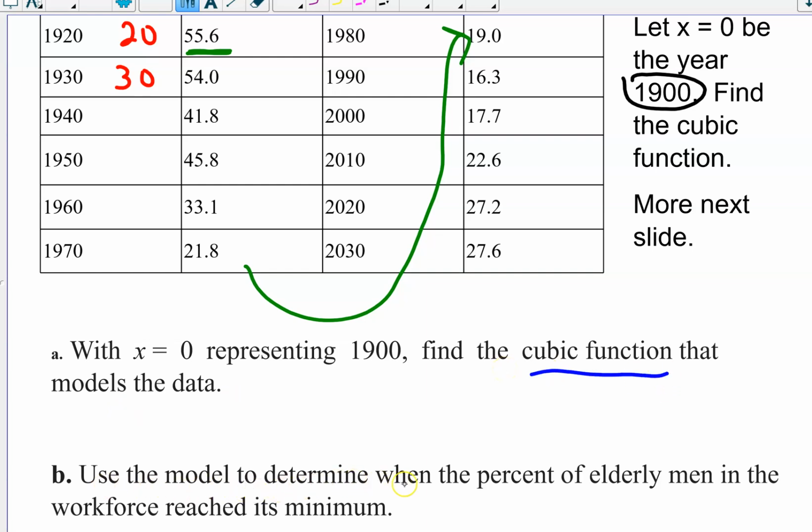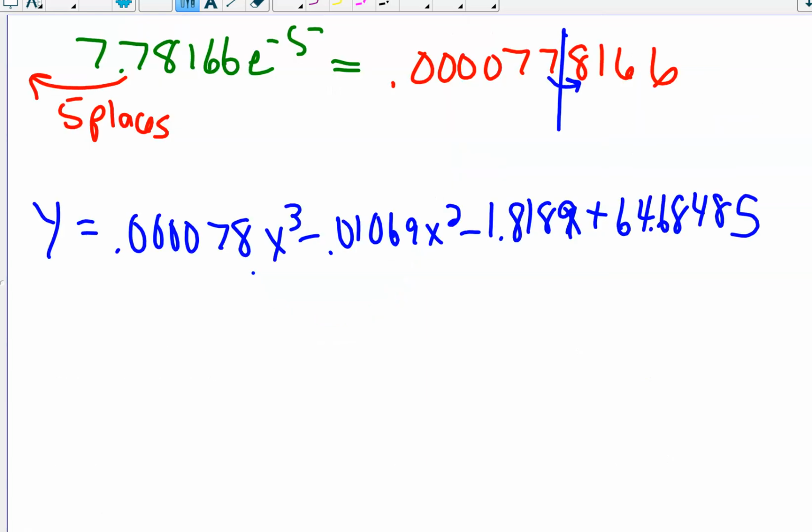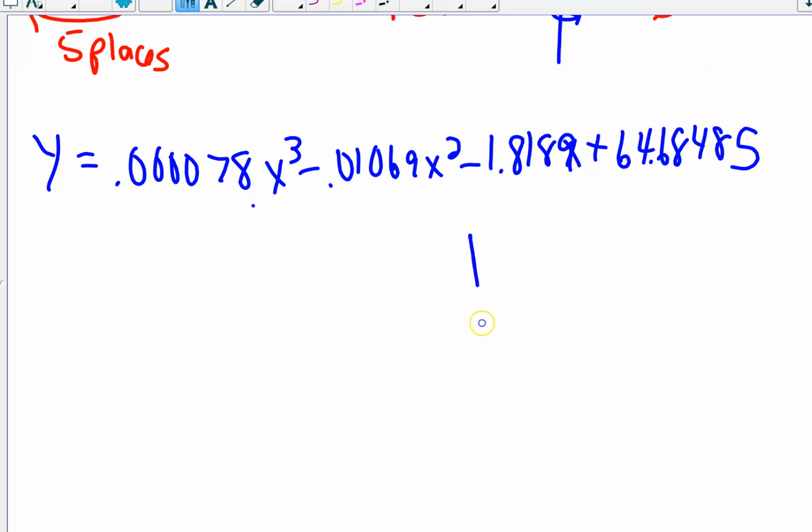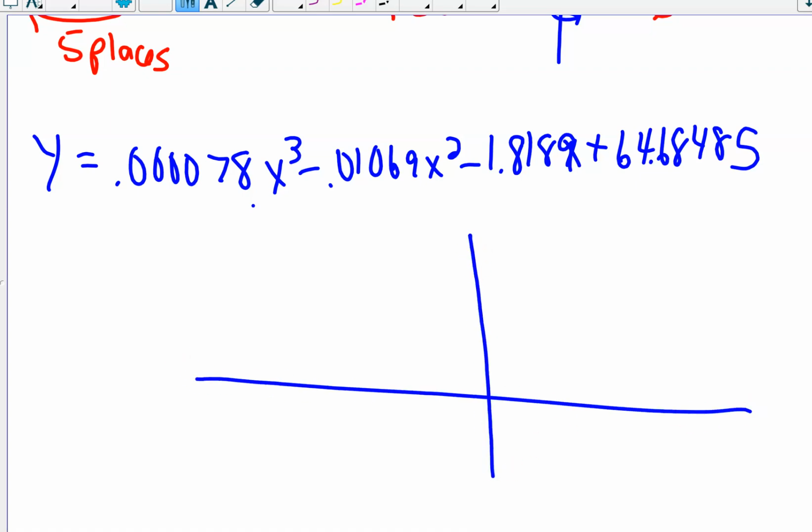Use the model to determine when the percent of elderly men in the workforce reaches its minimum. So we definitely would need a graph on this. And if we were going to make a graph, go ahead and pause the video again to make your graph. And the graph on this one kind of looks like this. And I'm just going to dot this side because that really doesn't make any sense. The years are less than the year 0.